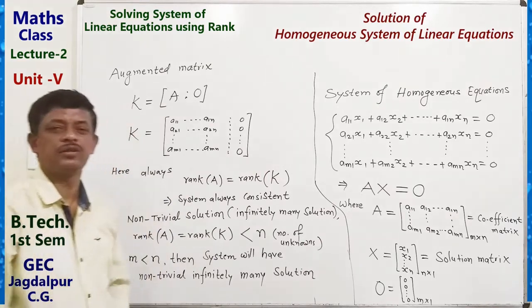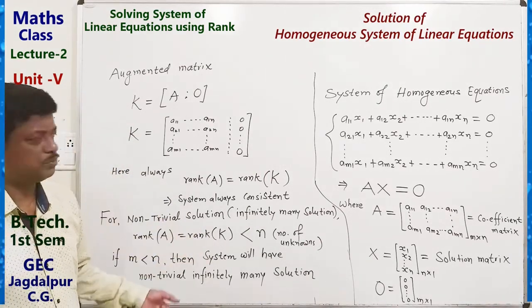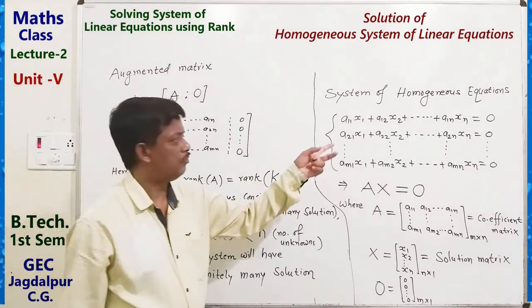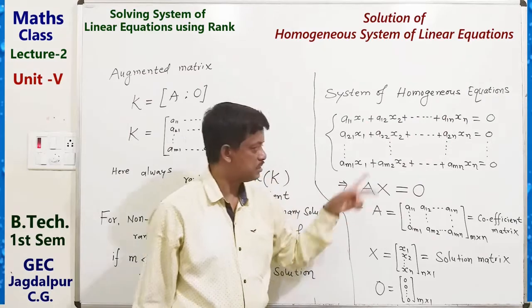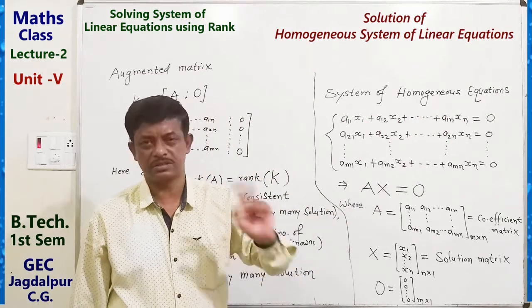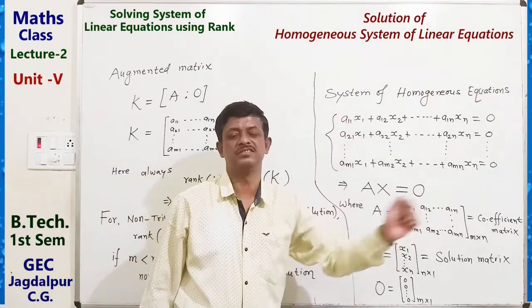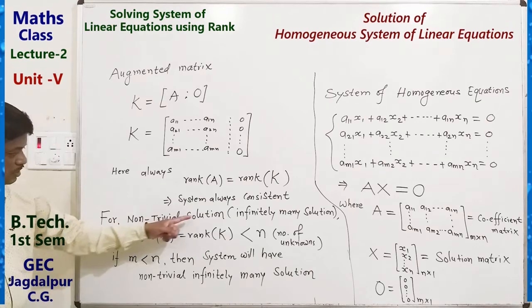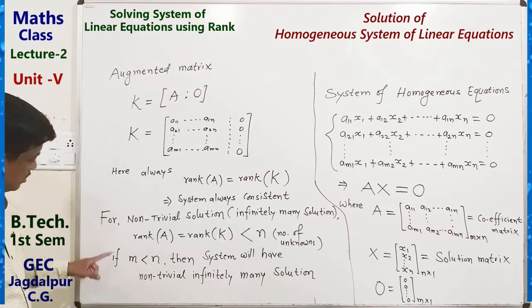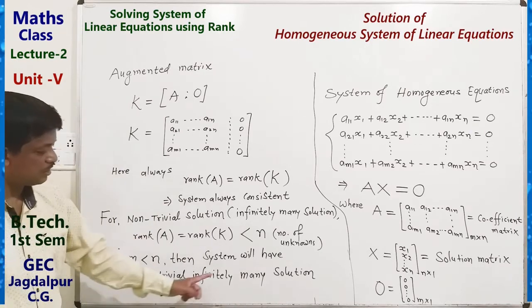Because whenever we get a non-trivial solution, we can have infinitely many solutions. If one set of values x1, x2, x3, ..., xn satisfies these equations, then we can multiply this set by a constant and that will also satisfy this, because the right hand side is 0. So there are infinitely many solutions. So if m is less than n, then the system will have non-trivial, infinitely many solutions.